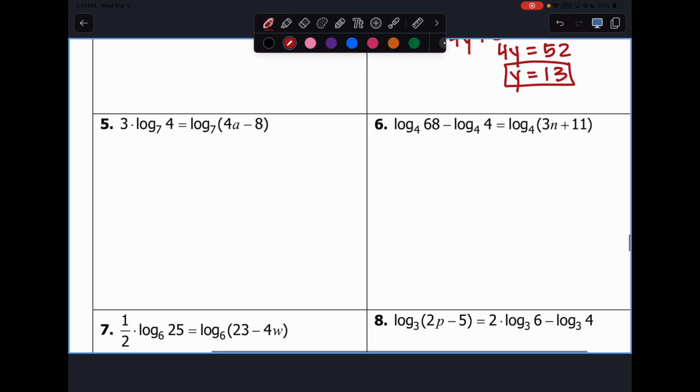All right, here we go. What do you do if there's a coefficient to my log? I'm recording it. If you miss something, you can pick it up later. 3 log base 7 of 4. What do you do?